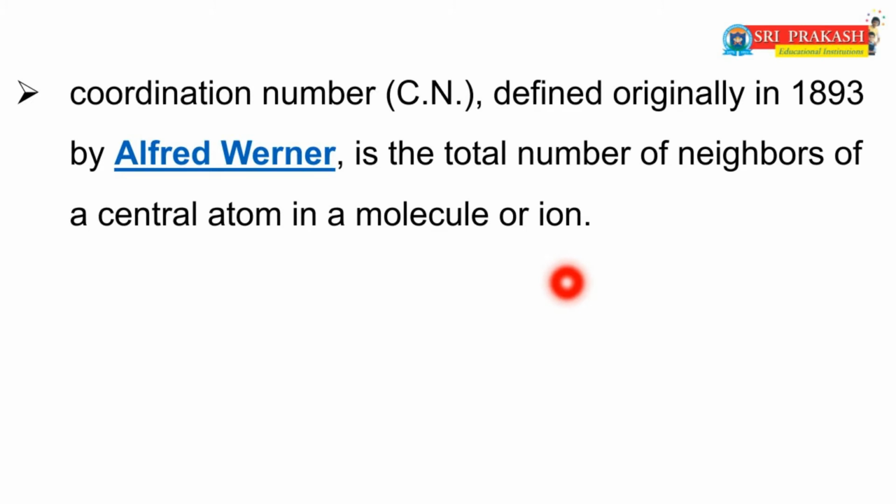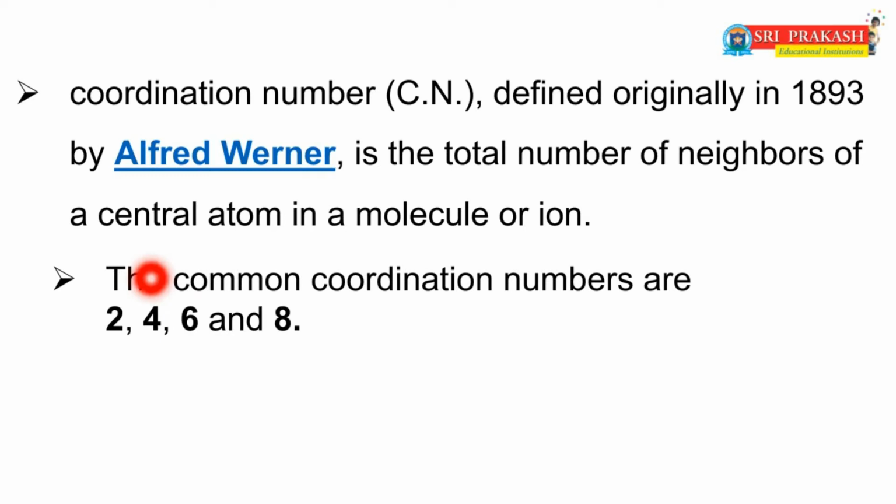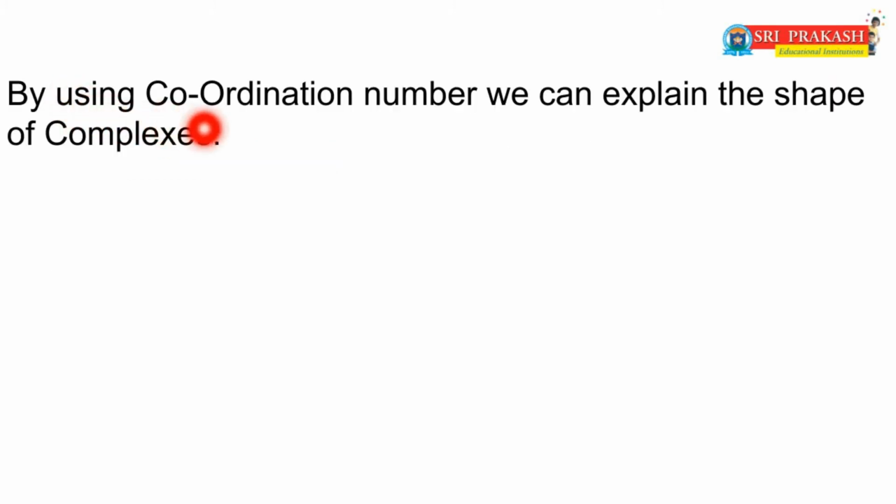But actually, what is the definition of coordination number? The number of monodentate ligands or the number of electron pairs donated to the central metal ion. That number is called coordination number. The common coordination numbers in coordination or complex compounds are 2, 4, 6 and 8. By using this coordination number, we can explain the shape or geometry of the complex compounds or coordination compounds.